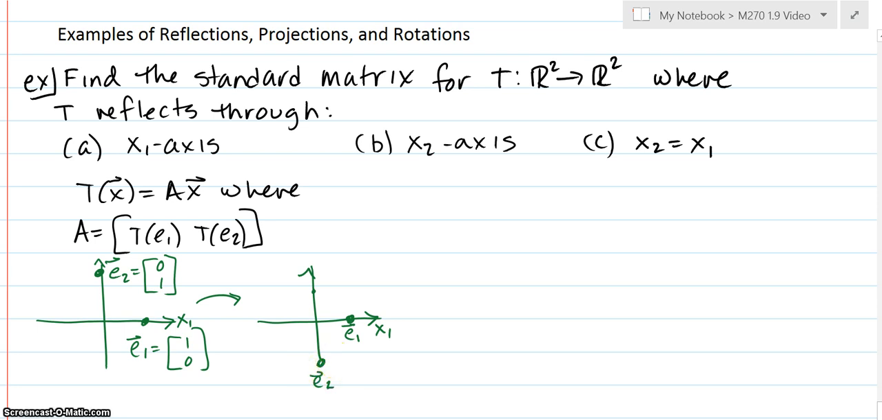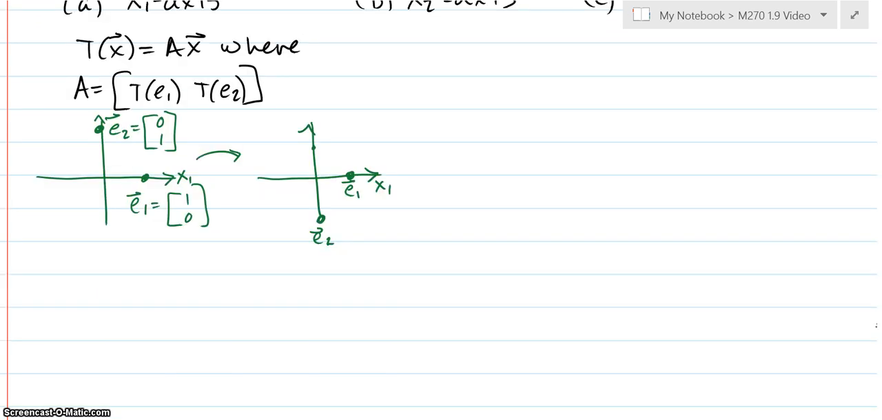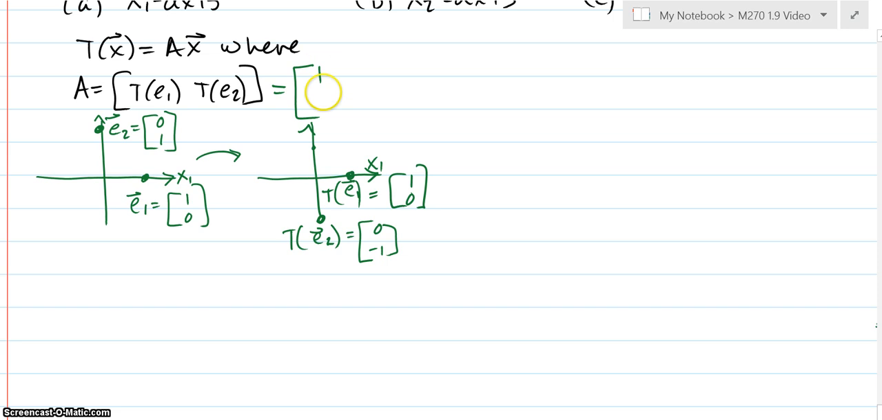So this is going to be T of E2 actually. It's going to be 0, -1. And T of E1, I'll put it up here, is going to be still 1, 0. So that would be the matrix: 1, 0, 0, -1.